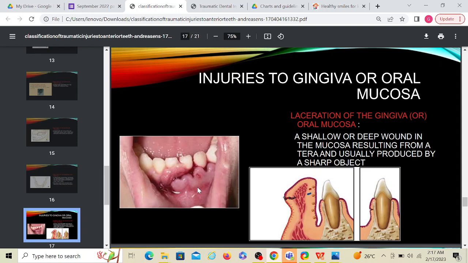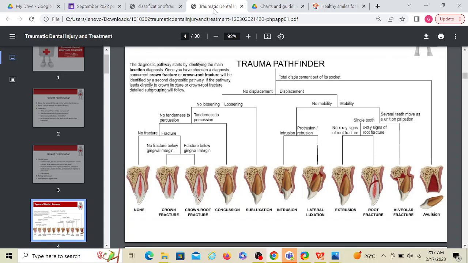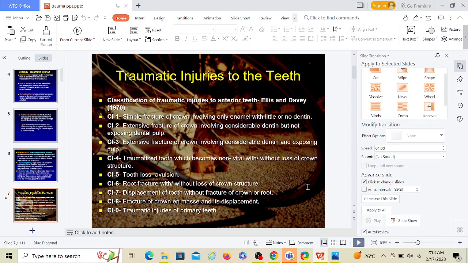So, anyways, let's move on to the actual classification now, which we mostly follow and discuss, and that is the Ellis and Davis classification. This is just a diagram, a trauma pathfinder. When a patient comes to you, you want to see what has happened. It can be nothing, it can be a crown fracture. You have to determine which type of trauma has happened, and accordingly you will be doing the treatment for the child. So let's go back to the Ellis and Davis classification.